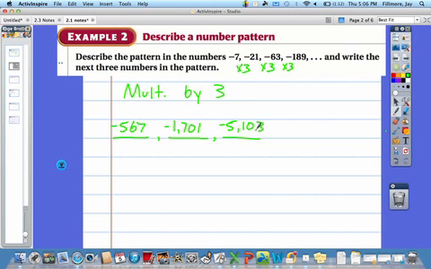So again, when you're dealing with a number pattern like this, you always need to identify what is changing. Are we multiplying, subtracting? Are we dividing? Are we adding? What is going on? And then when you identify that, you can predict your next 3 terms.